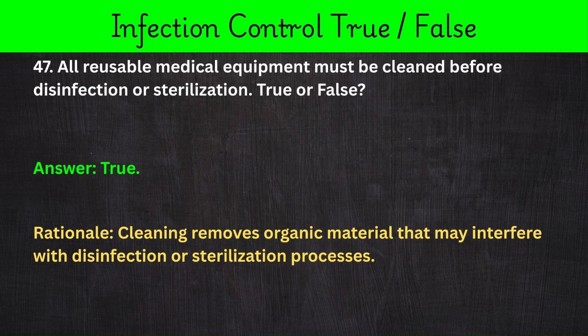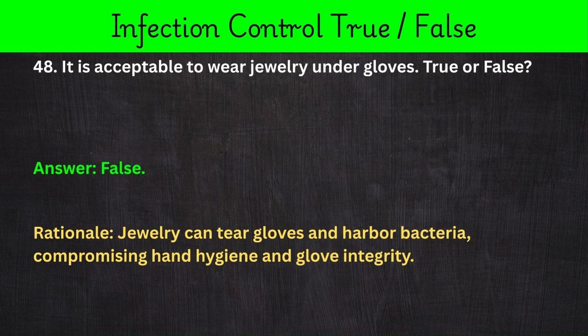True or false? Answer: true. Rationale: cleaning removes organic material that may interfere with disinfection or sterilization processes. 48. It is acceptable to wear jewelry under gloves. True or false? Answer: false. Rationale: jewelry can tear gloves and harbor bacteria, compromising hand hygiene and glove integrity.